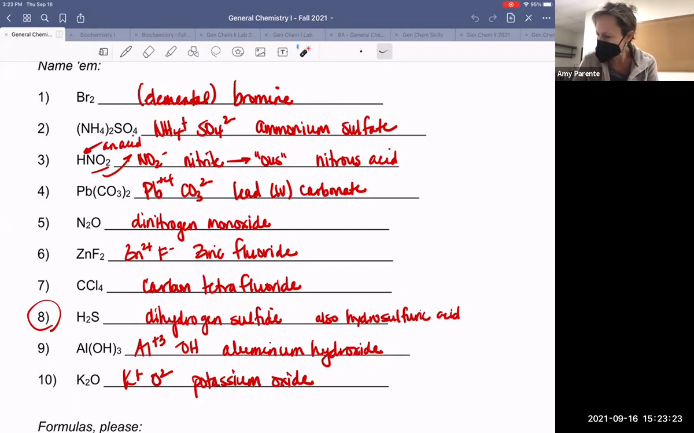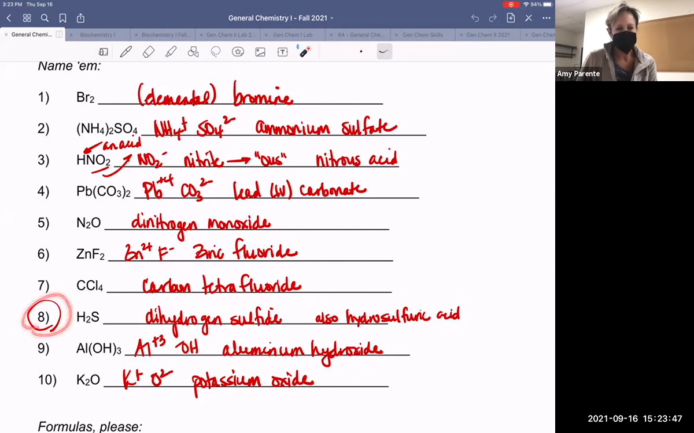Okay, next one is lead(IV) carbonate. And we've got another covalent compound here. So we need to use Greek prefixes to tell us how many of each species we have. This is dinitrogen monoxide. Then we're going to have zinc fluoride. Another covalent compound, carbon tetrafluoride.